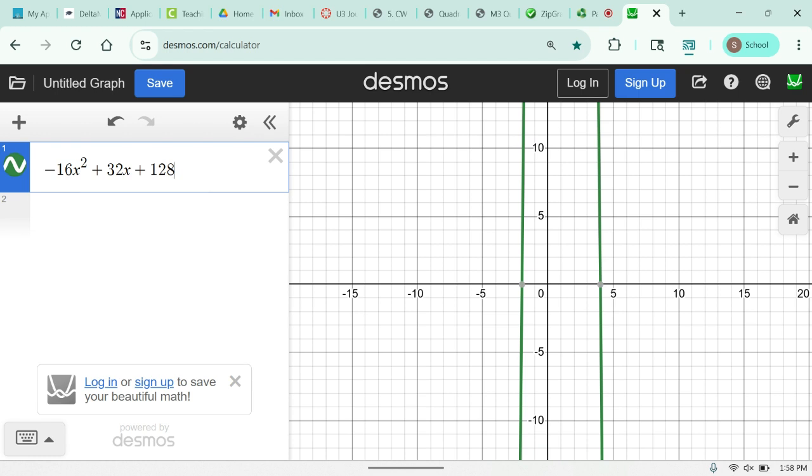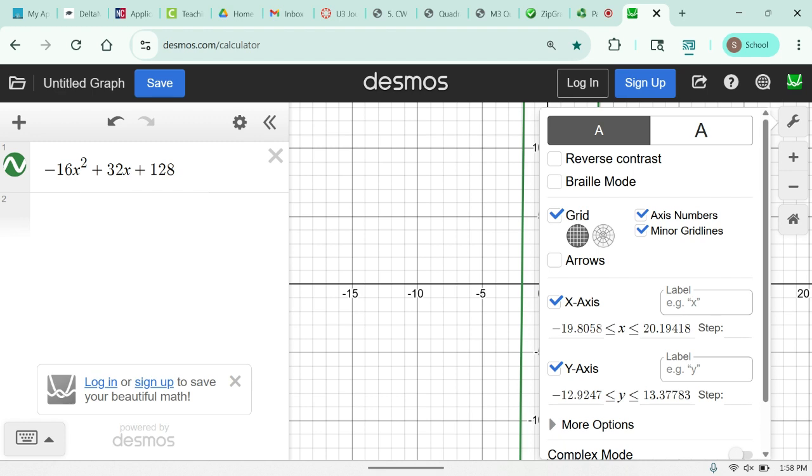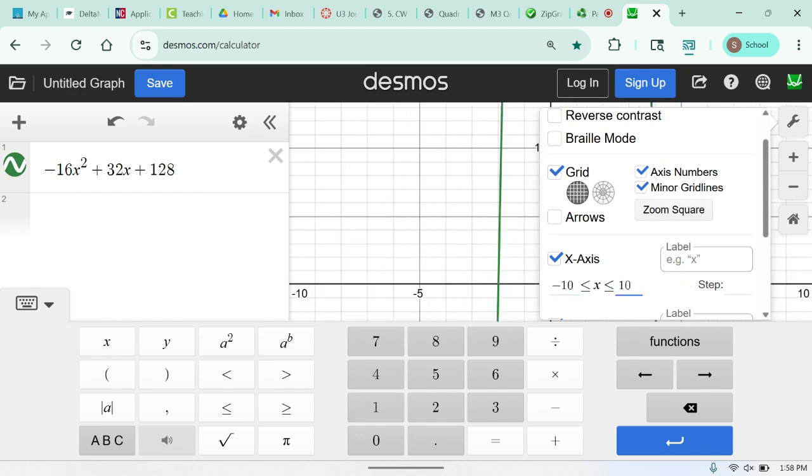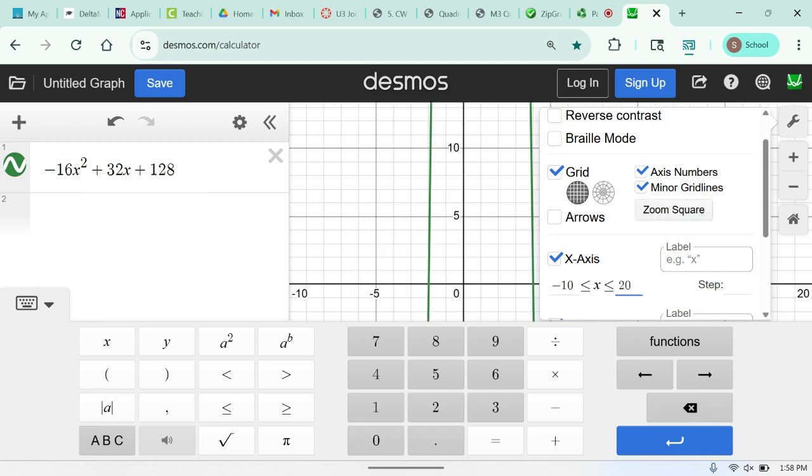Now, it's going to look a little funky because you won't be able to see the full graph. If you want to see the full graph, you can always change your window. It doesn't look like my x's go out very far, so I'm just going to let my x's go from negative 10 to 20.